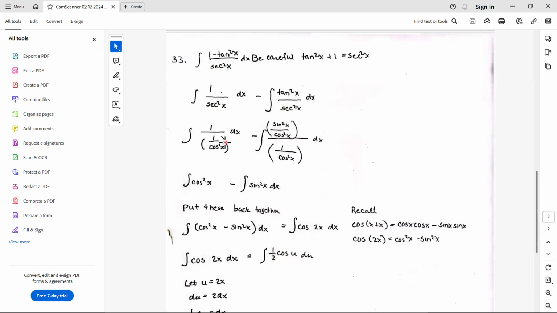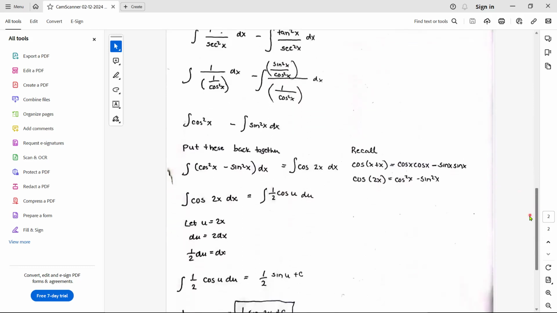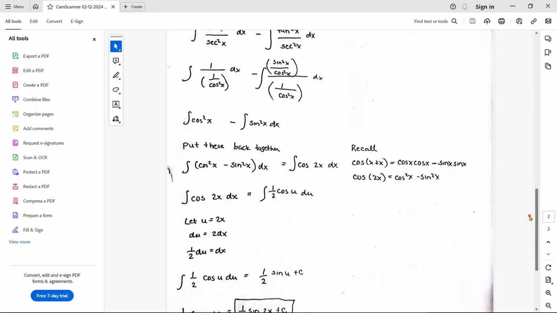Do your little manipulations algebraically. Secant squared is 1 over cosine squared. Tangent squared is sine squared over cosine squared, and secant squared is 1 over cosine squared. So this actually becomes a very nice little integral. You get the integral of cosine squared x minus the integral of sine squared x. And you're thinking, okay, but that's going to be a mess to integrate. You could use an identity to rewrite cosine squared.